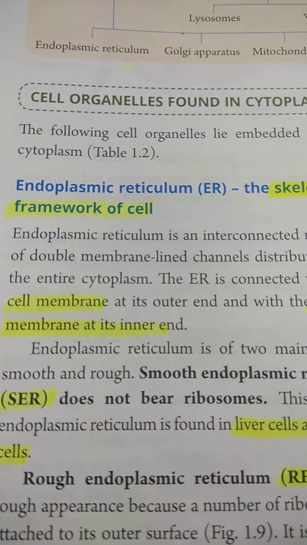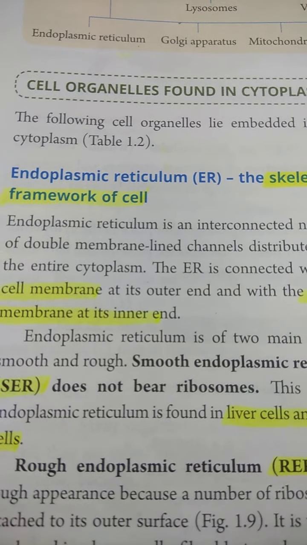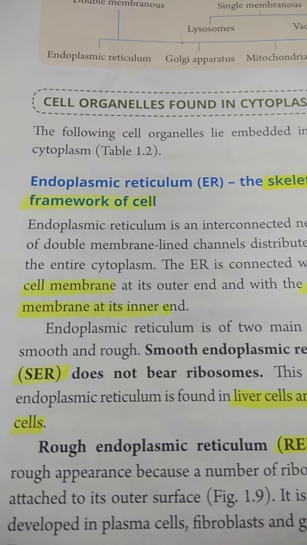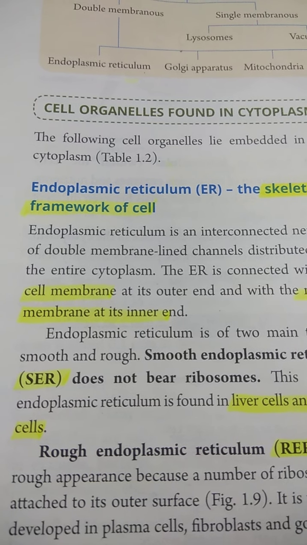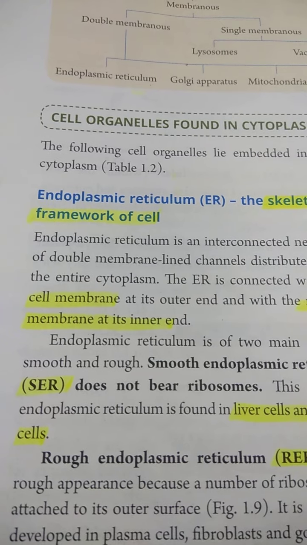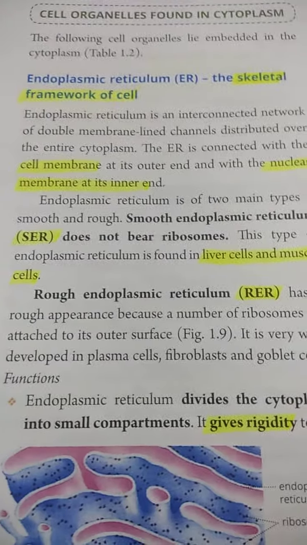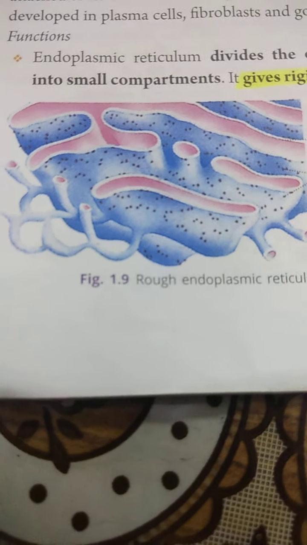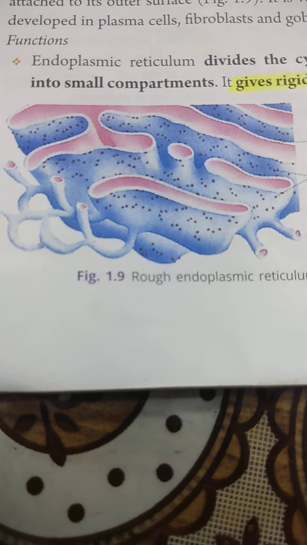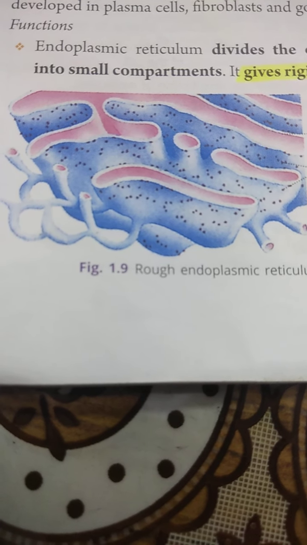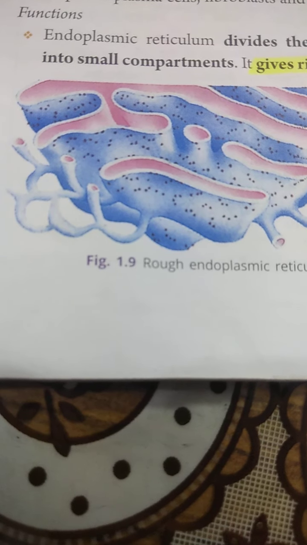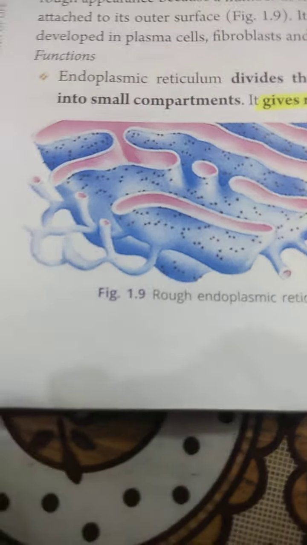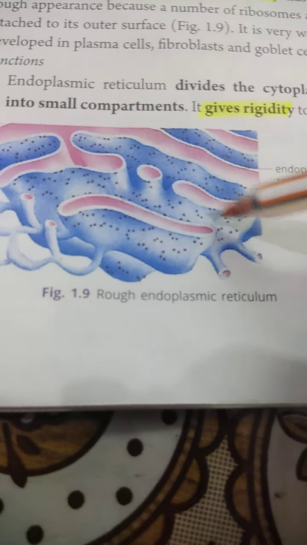Now let's start with the endoplasmic reticulum, ER we can say. Another name of the endoplasmic reticulum is the skeletal framework of the cell, and it's also known as the circulatory system of the cell. So here is a picture of the endoplasmic reticulum. The endoplasmic reticulum is an interconnected network of double membrane lined channels. The channels visible in this picture are double membranous.